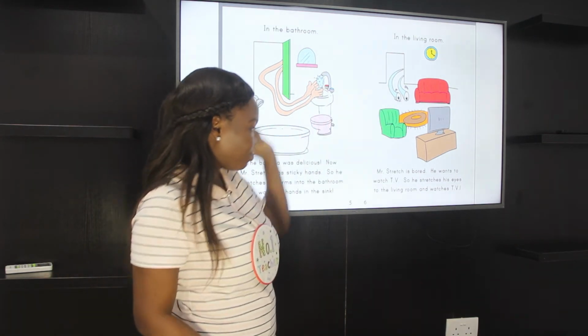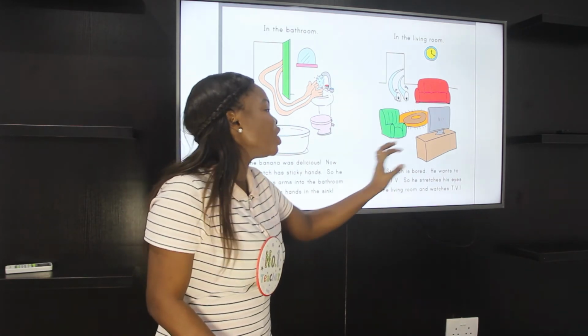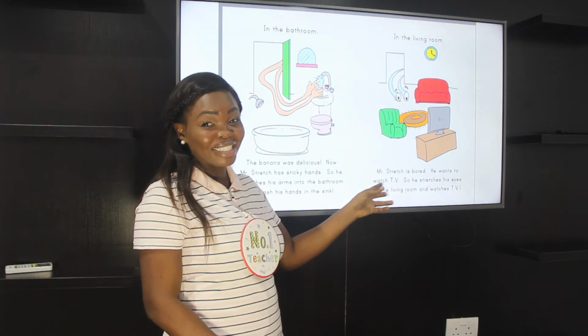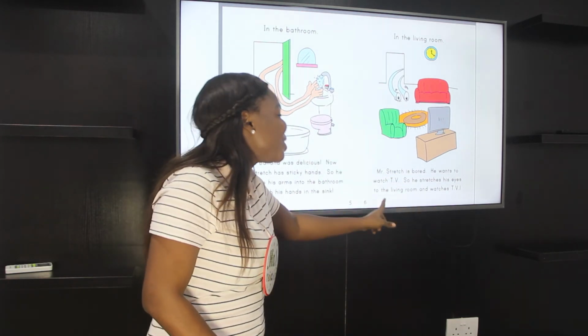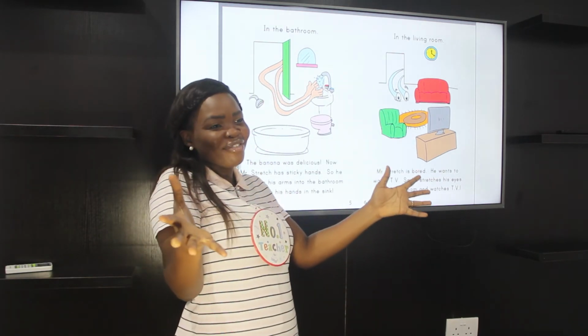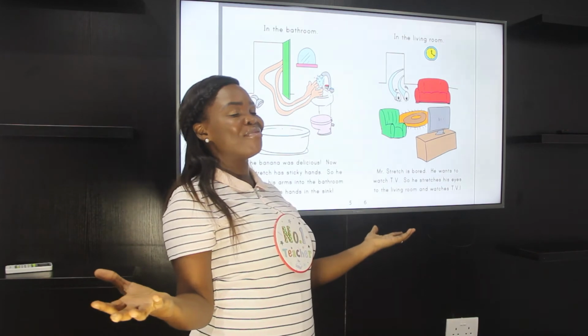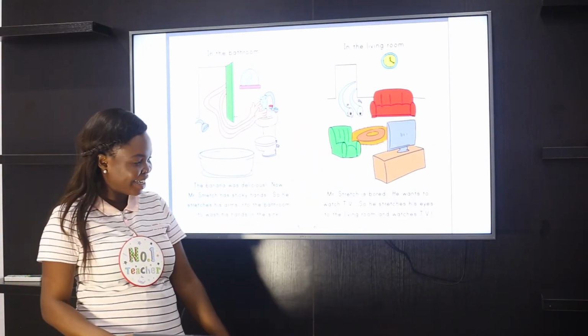In the living room, Mr. Stretch is bored. He wants to watch TV. Can you believe that? He's stretching his eyes to the living room and watches TV. Who wouldn't want that kind of life? You don't have to get up from bed. You just sit and stretch your way through everything.